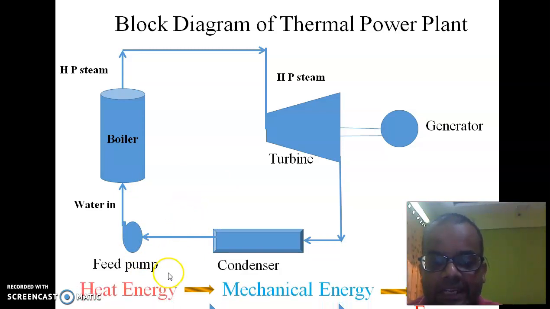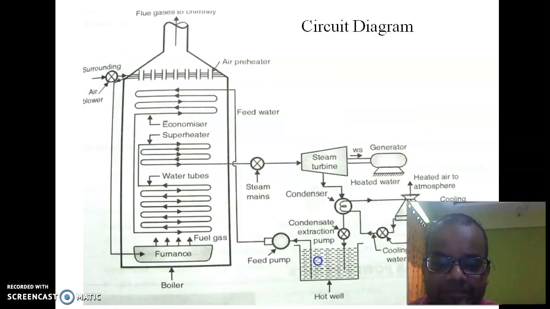This is the working. Heat energy in a boiler is converted into mechanical energy in a turbine, and mechanical energy is further converted into electrical energy in the generator. This is the block diagram of the thermal power plant, how it works.